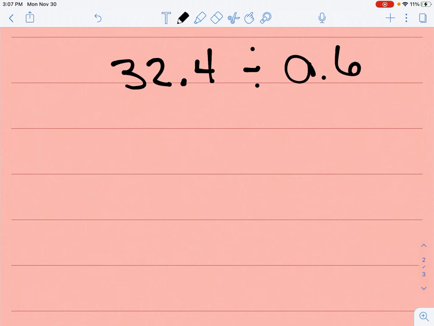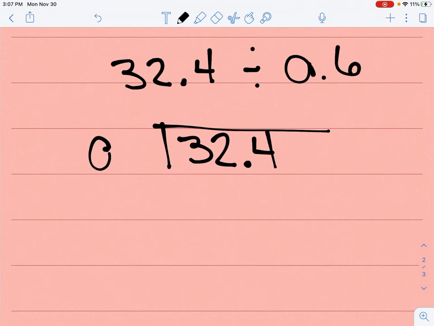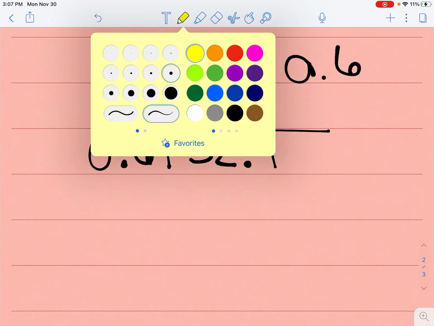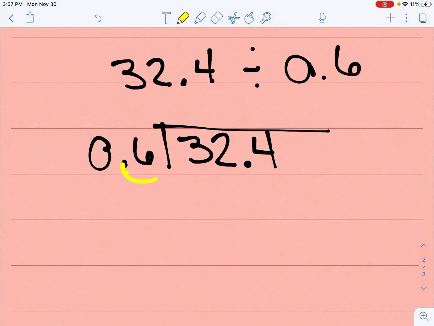Okay, I've got 2 more. We are going to divide 32 and 4/10 by 0 and 6/10. The first number, reading from left to right, always goes on the inside. That's your dividend. The divisor is the second number. Move your decimals before you start dividing. Move it once, move it once. So your decimal is going to be sitting right here.